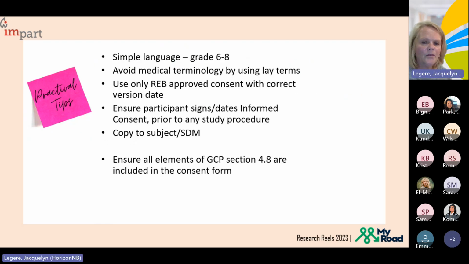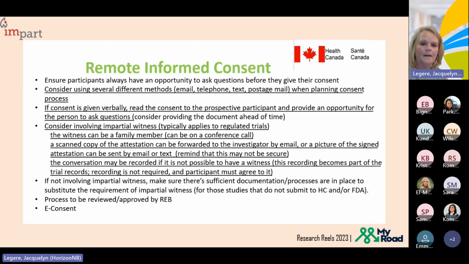Keep your language simple. We usually say grade 6 to 8. Use lay terms. Only use the Research Ethics Board approved consent with the correct date. And ensure the participant signs and dates the consent prior to any study procedure. There are minor exceptions to that which Health Canada will allow, for example, if somebody has to fast to come in, but that has to be a well-documented process. And then a copy of the consent goes to the participant or their substitute decision maker, whoever provided the consent.